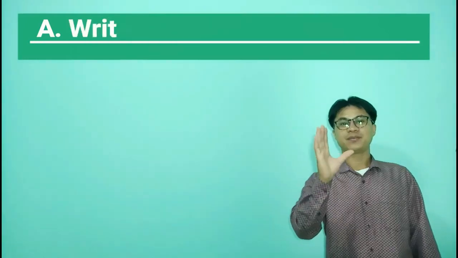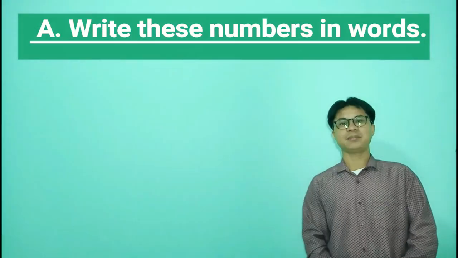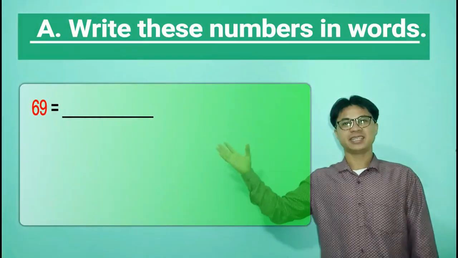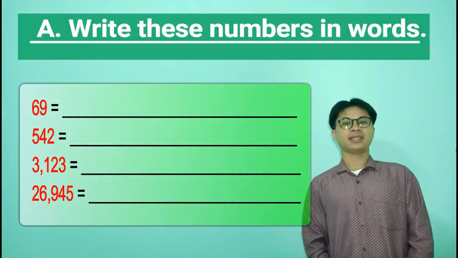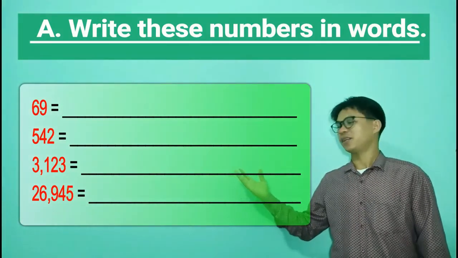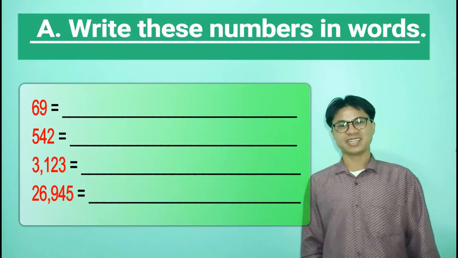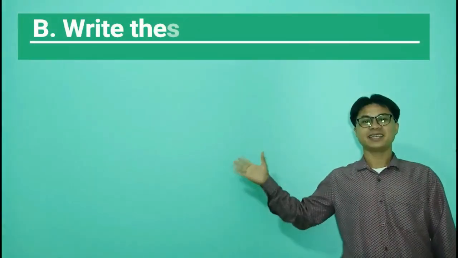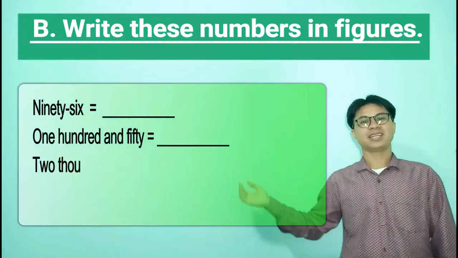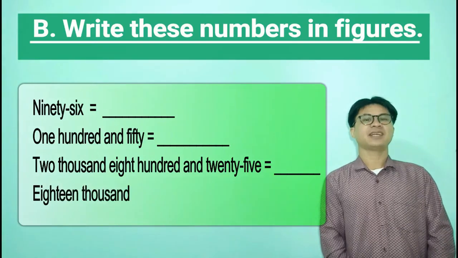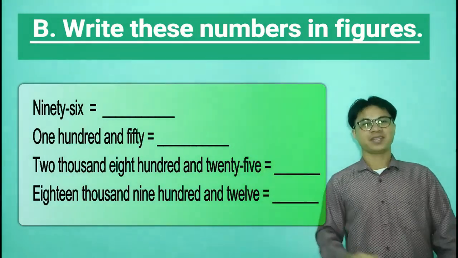Now, think about how to write the following numbers here. Okay? I will give you 5 minutes to answer these numbers here. First, write this number in words. So we have here 69,542. We have here 3,123. And the last one we have here 26,945. Okay. Another one here. Write these words in figures. So we have here 96,150, 2,825, and 18,912. So write this in figures.